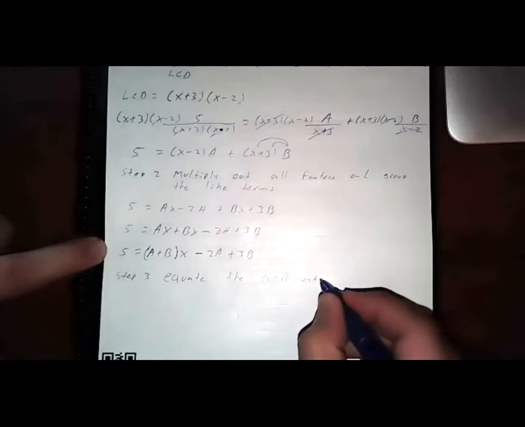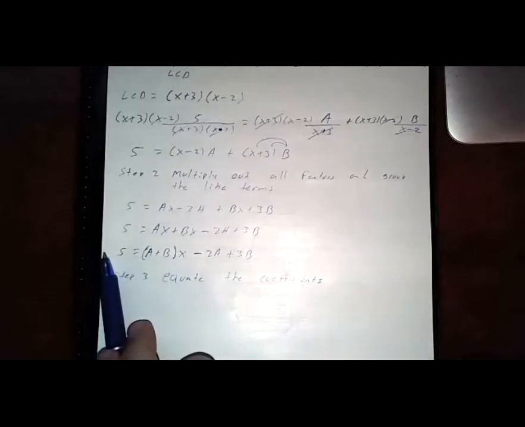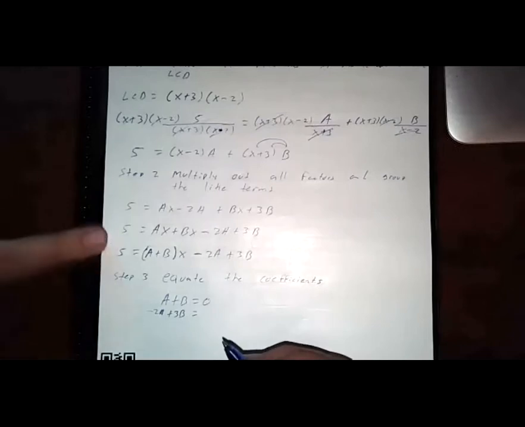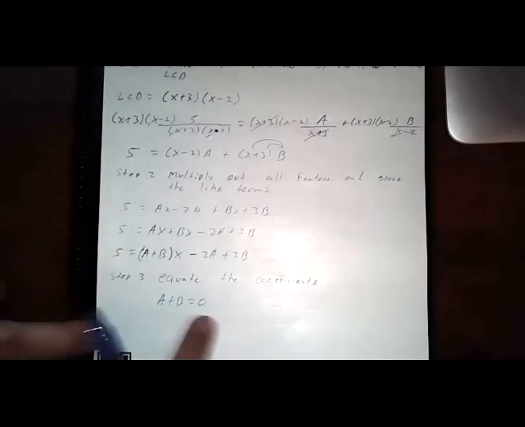I'm writing equate the coefficients. I'm going to equate a plus b to the coefficient of the x term on the left. There are no x's, right? So that means a plus b is equal to 0. That's what we mean by equate them. Now look at the constants. Negative 2a plus 3b is equal to, what is the constant on the left? I wrote that all stupid. Fix that. Now you see how it's going to be 5, right?